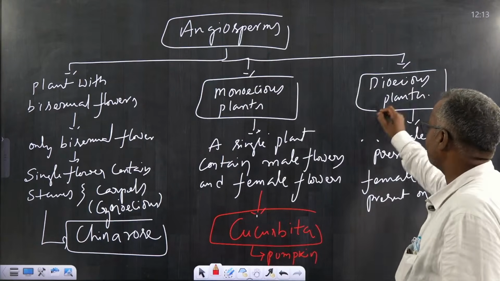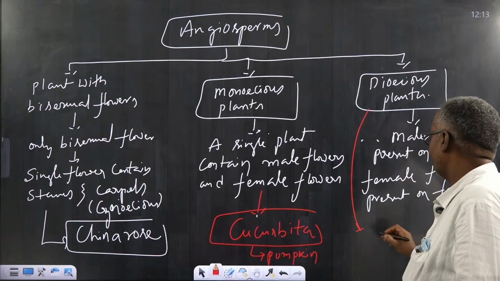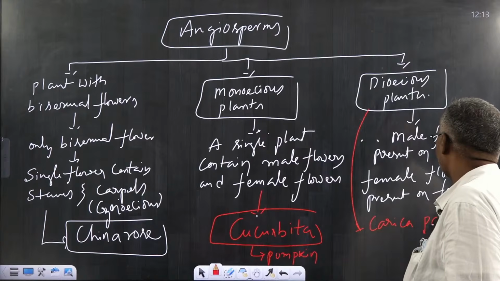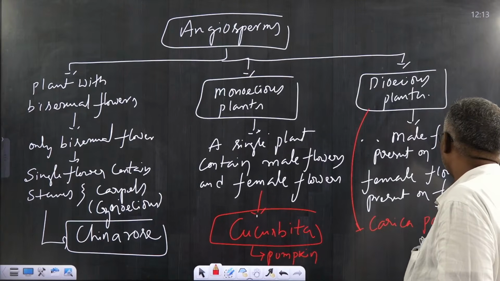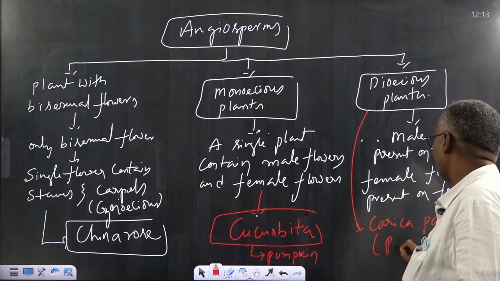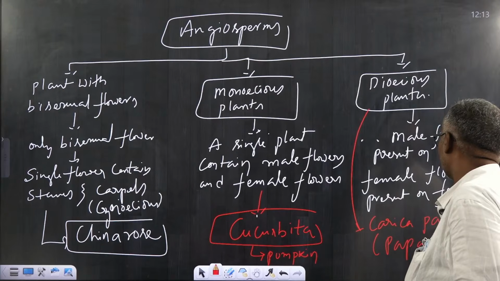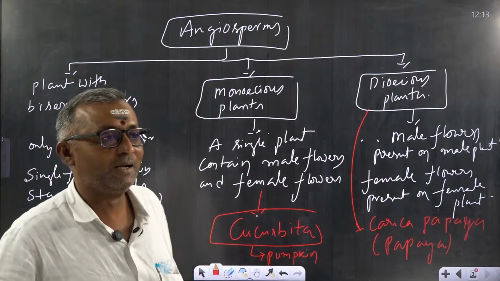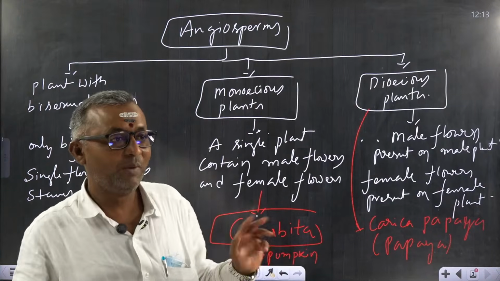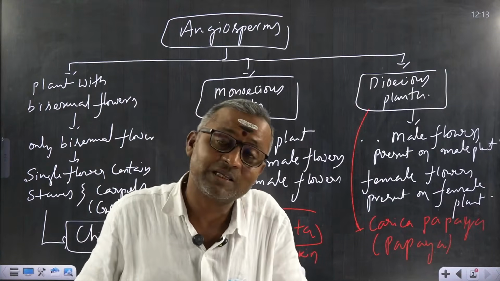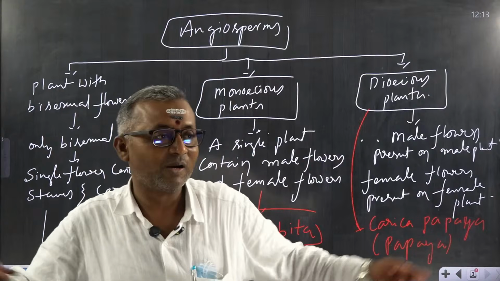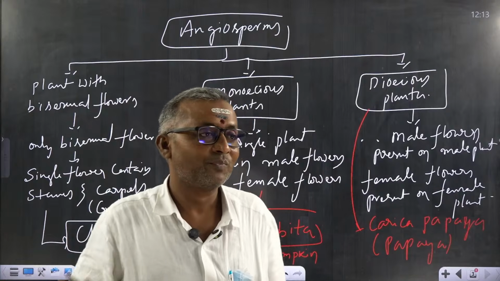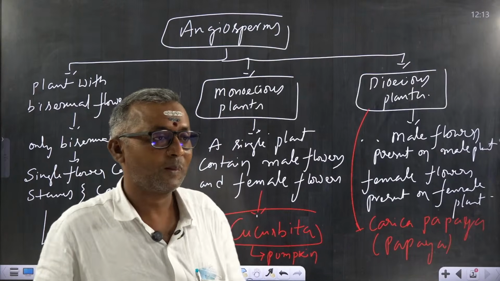And let me give an example for a dioecious plant, that is Carica papaya. Do you know the papaya plant? In the papaya plant, the male plant is different and the female plant is different. Male and female flowers are not present on the same plant. They are present on different plants. That is why it is dioecious. Have you got the clarity now?